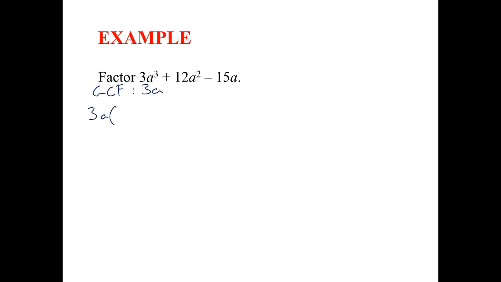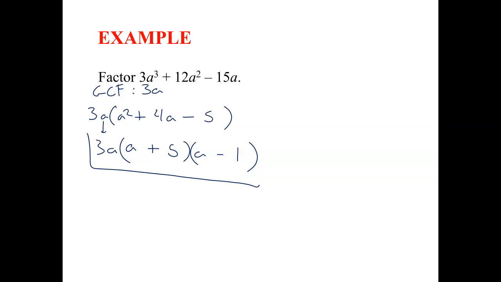When I factor out 3a, what am I left with? A squared plus 4a. Good. Now, factor that. Negative 4 and negative 1. And then our GCF follows along with it. It's still part of our answer.